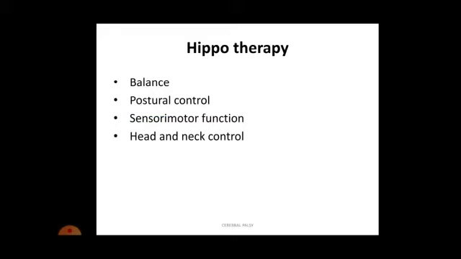It will be improving balance, postural control, sensory motor function, and definitely head and neck control, because the horse is a dynamic surface. Clear? Where the child is sitting. So when the horse is moving, your balance should be sufficient that you are not falling. Even when the horse is standing, your balance should be sufficient.